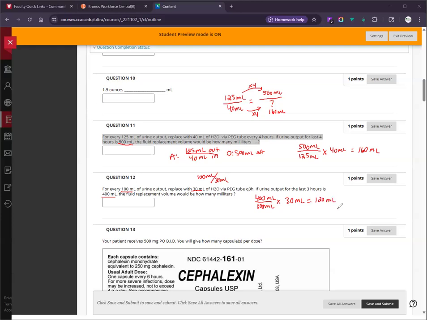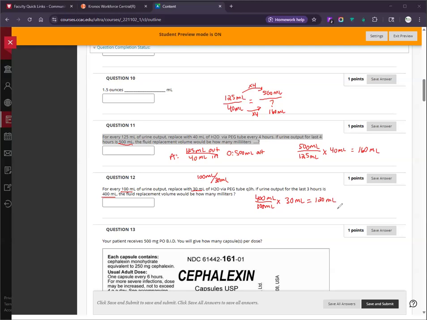How they're going to trick you on this question is sometimes they'll say your patient's urine output for the last 4 hours was 500 milliliters. What would the fluid replacement volume be if for every 100 milliliters of urine output, you replace with 30 milliliters of water via PEG tubing? They might rearrange the wording, but what you're looking for is the for every 100 milliliters replace with 30. That's your available, for lack of a better term, and your quantity. And whatever they actually voided, that's your order.